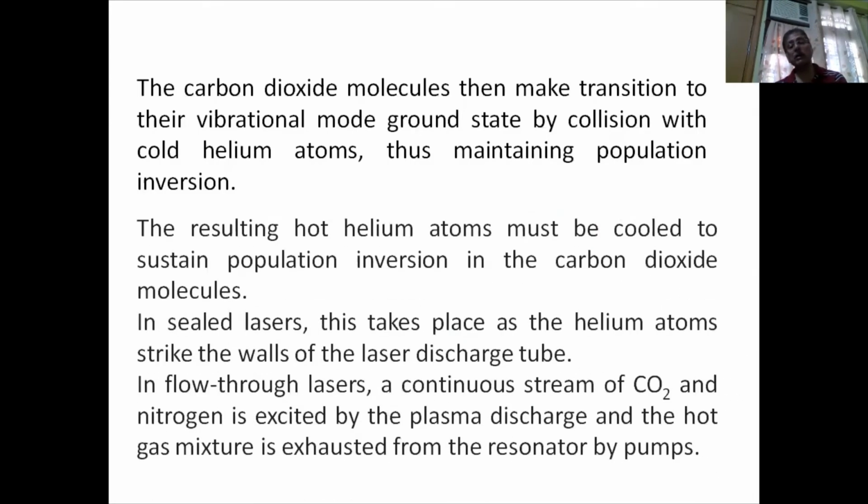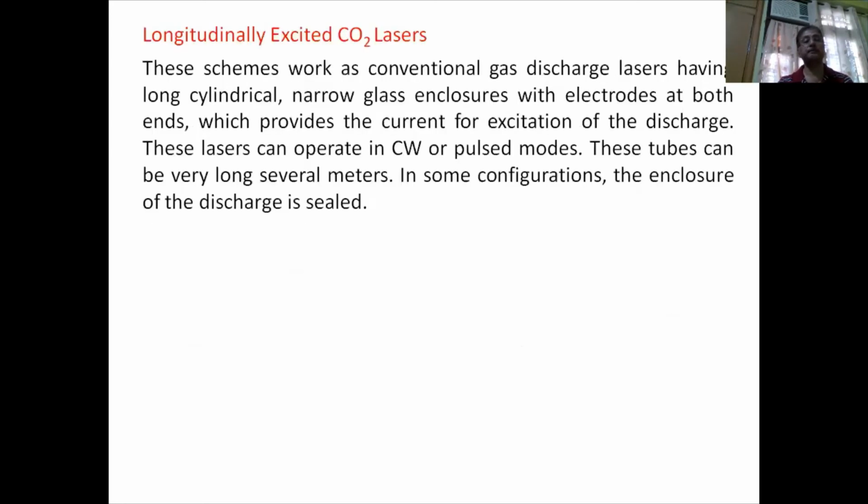The resulting hot helium atoms must be cooled to sustain population inversion in the carbon dioxide molecules. Now, if the laser is a sealed one, this takes place as the helium atoms strike the walls of the laser discharge tube and cool down. Whereas in flow-through lasers, a continuous stream of CO2 and nitrogen is excited by plasma discharge, and the hot gas mixture is exhausted from the resonator by pumps.